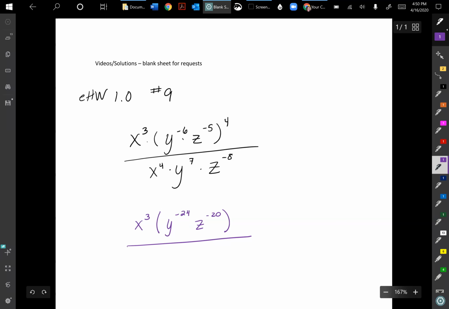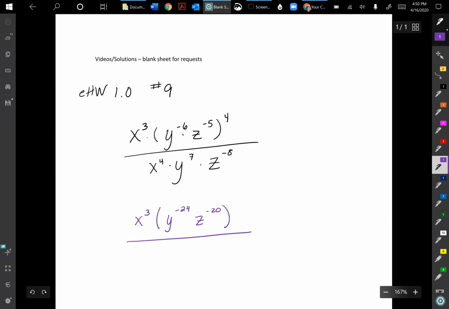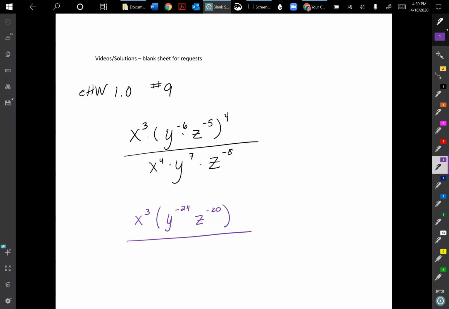Next, I'll do the denominator, if there were anything to do, but there isn't yet, so I'm just going to rewrite it. And I can actually get rid of these parentheses now because I applied my power rule. I wouldn't ever distribute this multiplier here over multiplication. We don't do that. We only distribute when there are pluses or minuses in there.